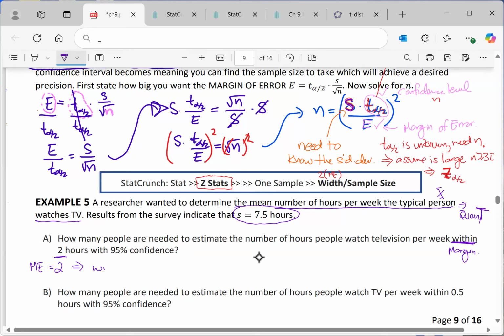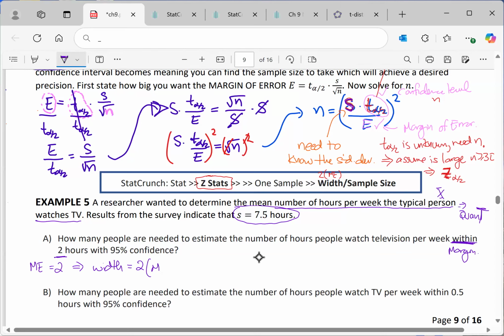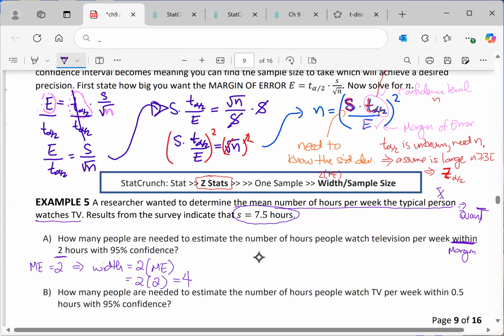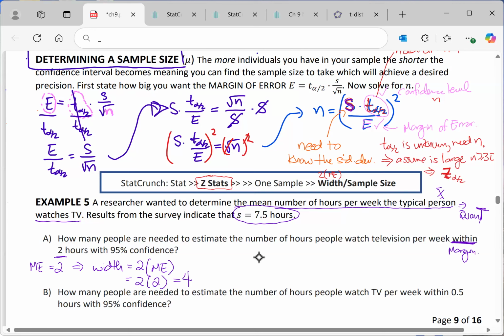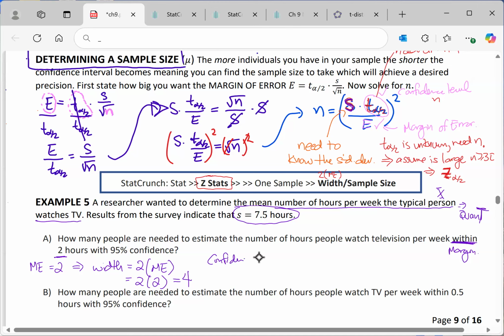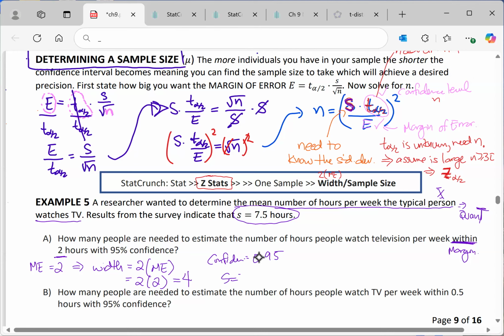Remember, you're going to need the width. So the width is always 2 times the margin of error. Margin of error is 2. So my width is going to be 4. All right, we've got the confidence level. It's 95%, so that's equivalent to 0.95. And we know that S is 7.5.